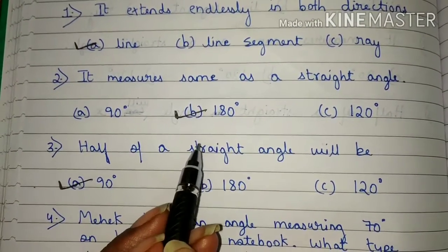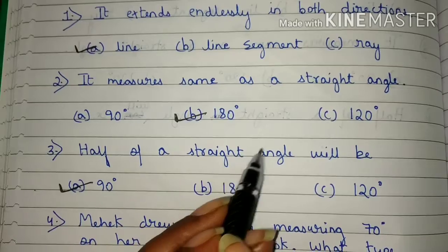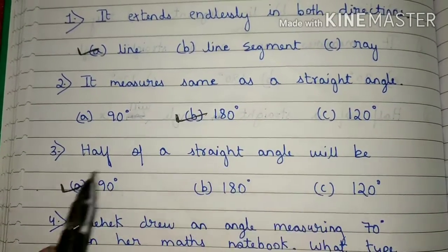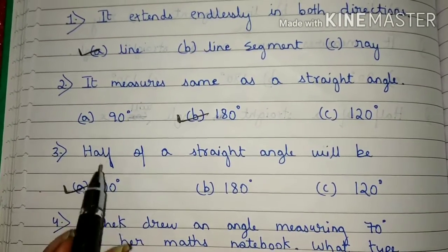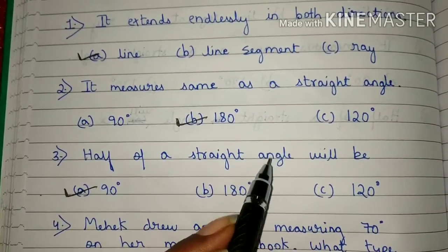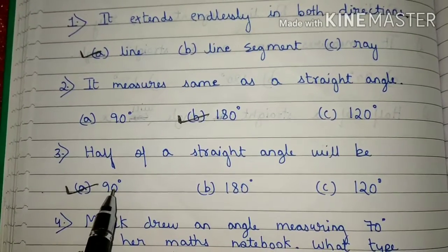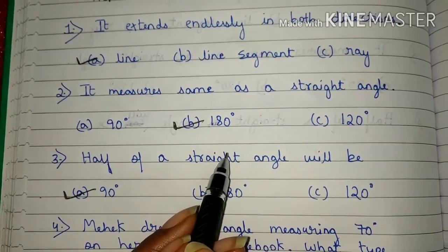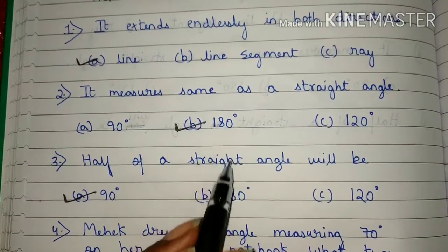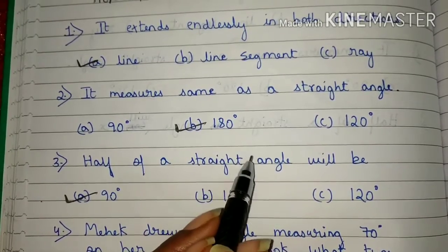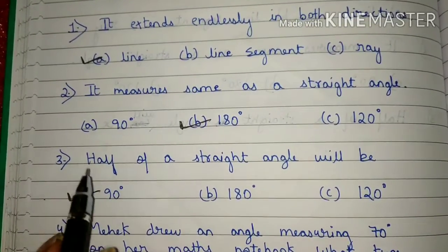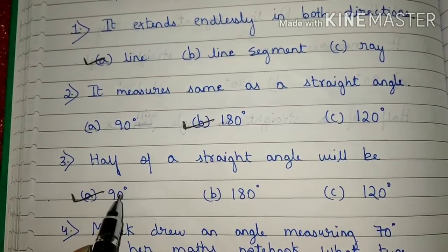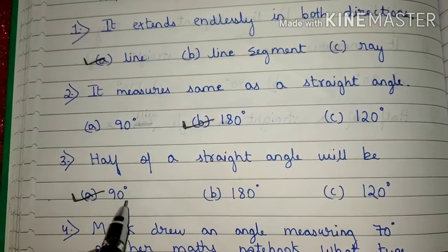Students, we know that a straight angle measures 180 degree. So, half of a straight angle will be 90 degree. Half of 180 degree will be 90 degree. When you divide 180 degree by 2, you will get the answer 90 degree. So, half of a straight angle will be 90 degree. Option A, 90 degree, is the correct answer.